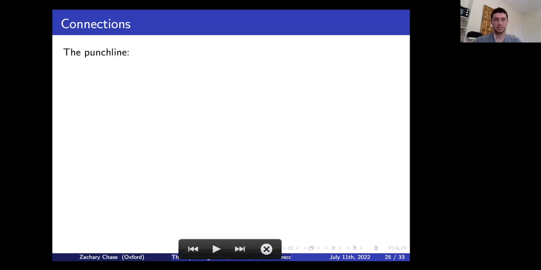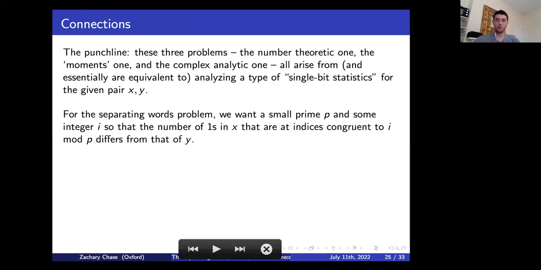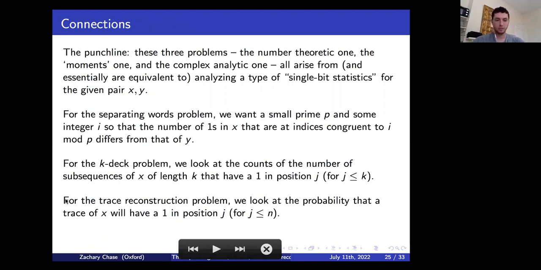Okay, so here's the punchline. These three problems, the number theoretic one, this moments one, and the complex analytic one, all arise from and are basically equivalent to analyzing a type of single bit statistics for the given pair x comma y. Actually, let's go backwards here. So first, focus on the trace reconstruction. For the trace reconstruction one, you look at the probability that a trace of x will have a 1 in position j. For the KDEC problem, you look at the counts of the number of subsequences of x of length k that have a 1 in position j.